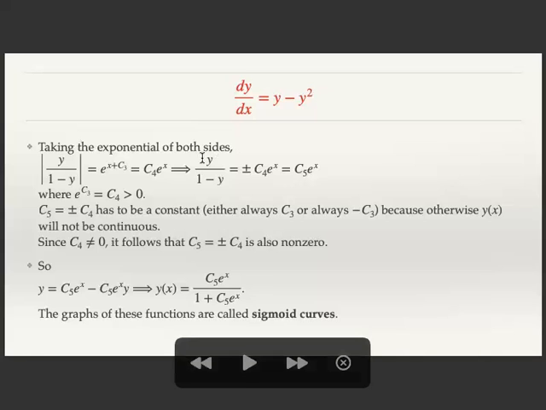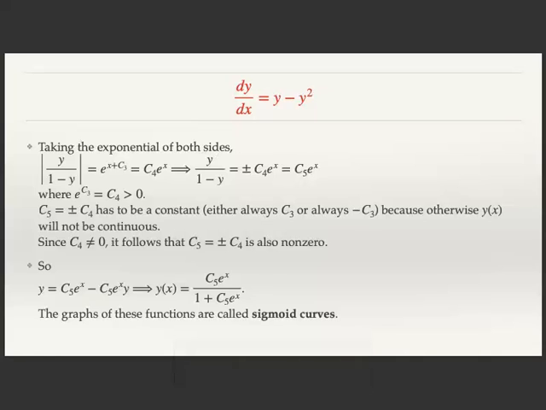Okay, so we got this equation y over 1 minus y is equal to C5 times e to the x, where C5 is a non-zero number. Now we solve for y. So I multiplied both sides by 1 minus y, and I got that y is equal to C5 e to the x minus C5 e to the x times y. So that's because I multiplied both sides by 1 minus y.